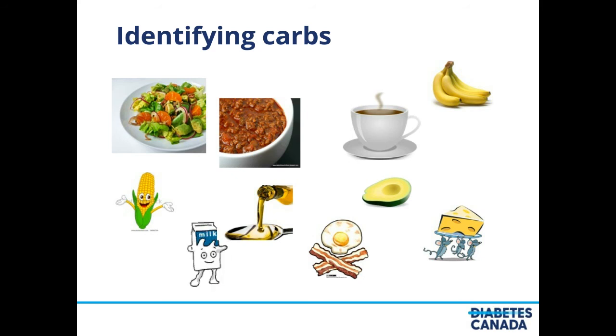Four is bananas. And if we go to the bottom row now, we've got a happy looking corn on the cob. We've got a dancing milk, and that would be cow's milk. And then this next one is actually oil. We could just say olive oil for the purpose of this example. If we go down, that's bacon and eggs. Up slightly is avocado. And then we've got some little mice carrying their block of cheese. So take a couple minutes to jot down and test your knowledge for identifying carbohydrate.